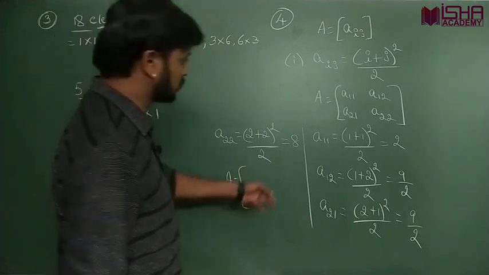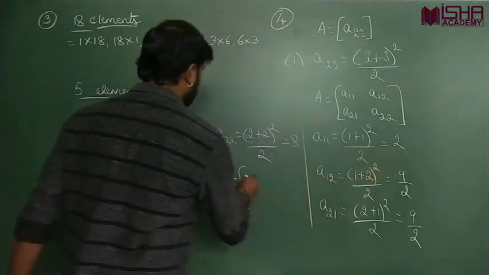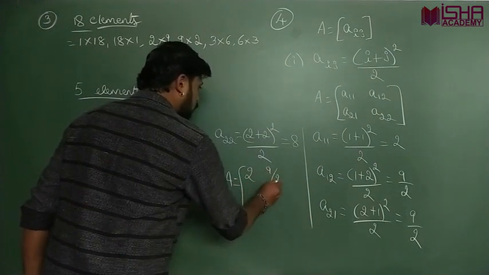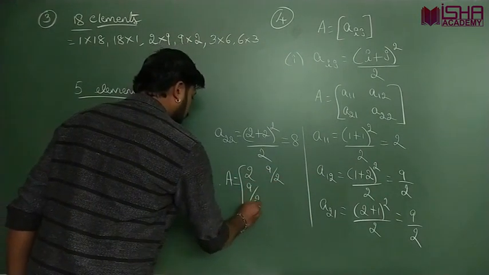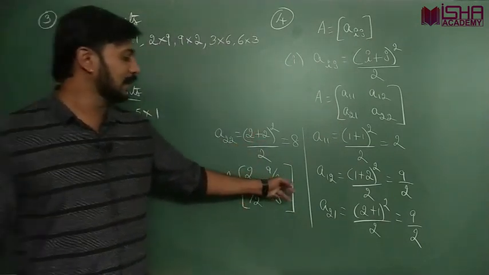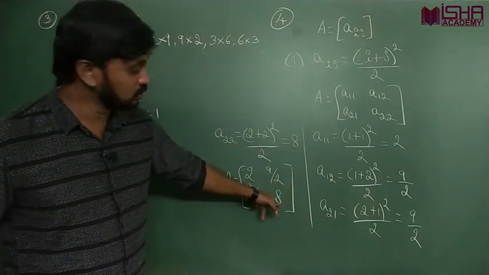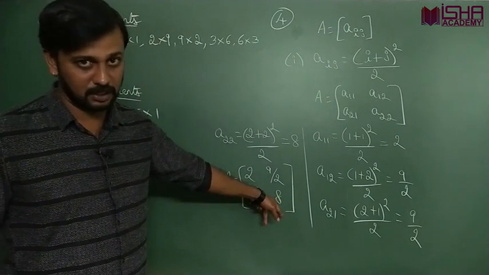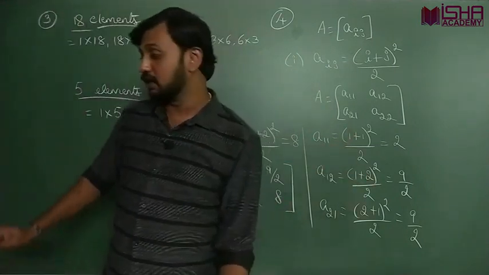Just substitute the elements. A11 is 2, then 9 by 2, 9 by 2 and 8. So this is your 2 cross 2 matrix. Clear? So look carefully, understand and write it down.